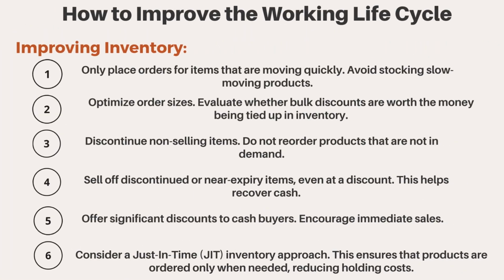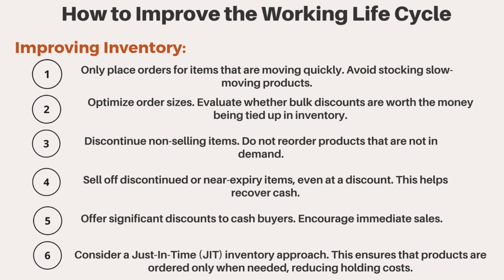How to improve the working capital cycle: inventory. Improving inventory management. 1. Only order items that move quickly. Avoid stocking slow-moving products. 2. Optimize order sizes. Evaluate whether bulk discounts are worth tying up money in inventory. 3. Discontinue non-selling items. Do not reorder products that are not in demand.